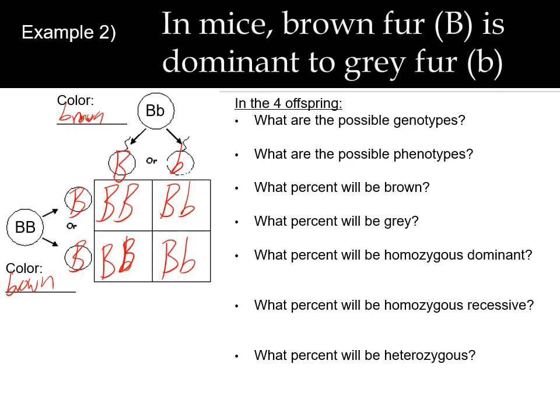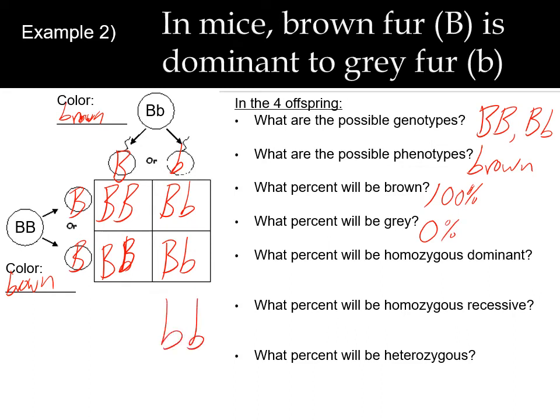So, two questions. What are the possible genotypes? Well, I see two of them can be big B, big B, and two can be big B, little b. So we have two options for what the genotypes would be. As for the phenotypes, every one of them has at least one uppercase B, so once again the only options we've got are brown mice here. We're not going to see any gray mice. What percentage will be brown? We've got 100%, because they all have at least one of the big B's, and 0% will be gray, because there are no little b's, so none of them will be gray.